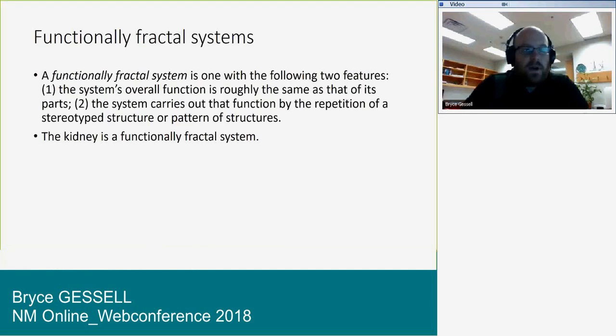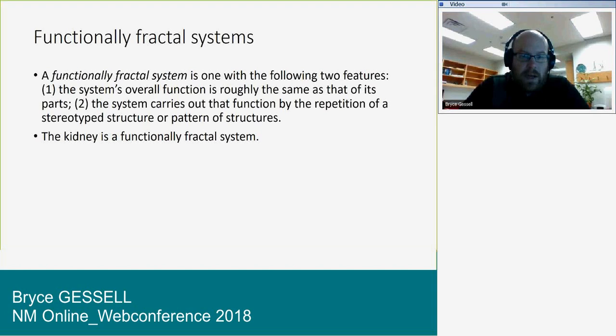So I define a functionally fractal system in the following way. A functionally fractal system is one with the following two features. One is that the system's overall function is roughly the same as that of its parts. And two, the system carries out that function by the repetition of a stereotyped structure or pattern of structures.